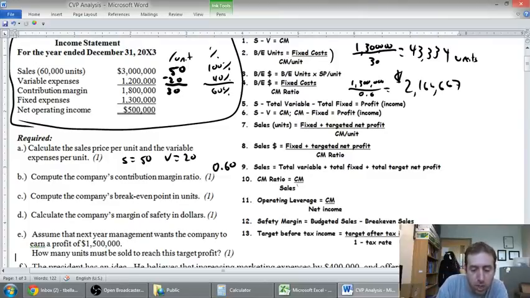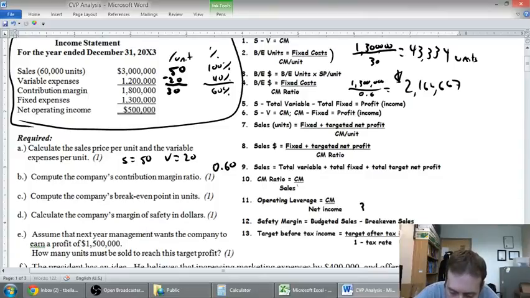Calculate the company's margin of safety in dollars. Well, there's a formula down here called safety margin, and it's budget sales minus break-even sales. Our planned sales are $3 million, and we're planning to make $500,000. See, we're above our break-even point, so we're making money. So we're planning to make $3 million. Our break-even sales in dollars is 2.166666. So what are we talking about here?